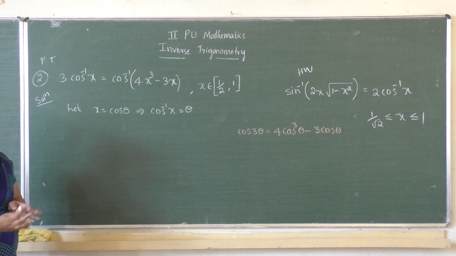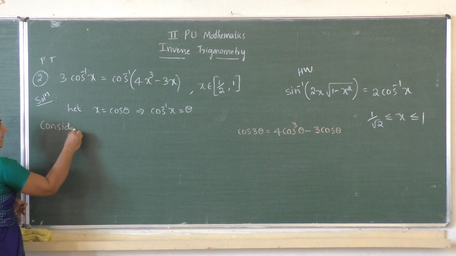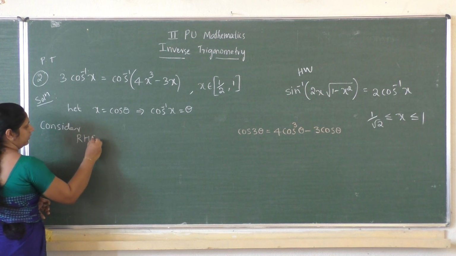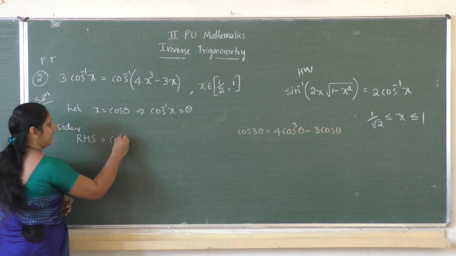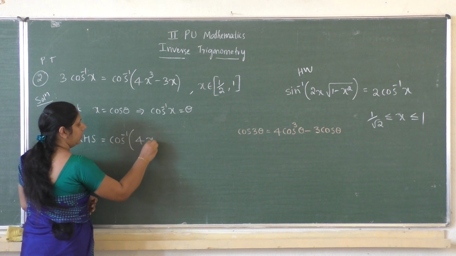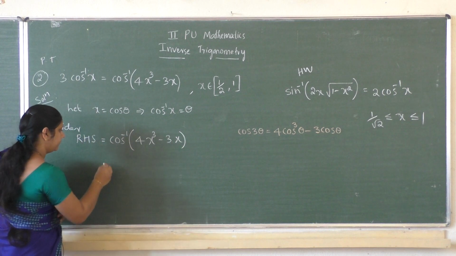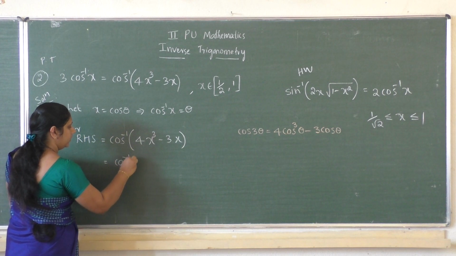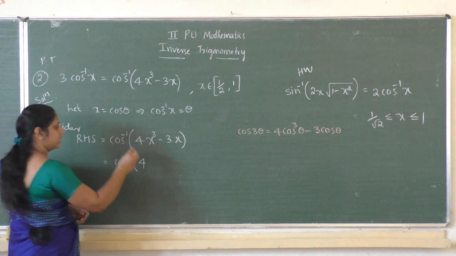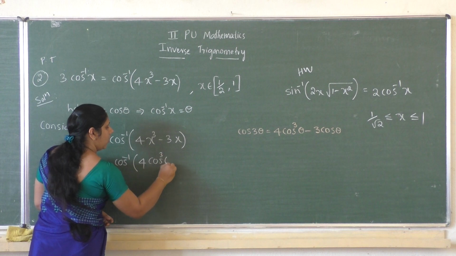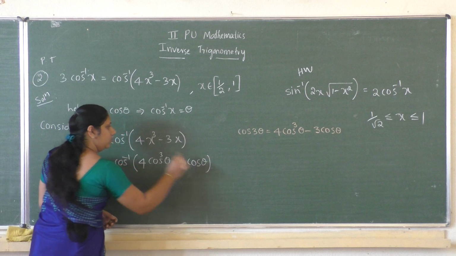Now we will consider the right hand side. What is the right hand side term? It is cos inverse of 4x cube minus 3x, that is cos inverse of, in the place of x we have to write cos theta. So x cube means it is cos cube theta minus 3 into cos theta.